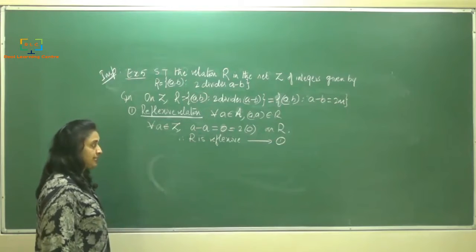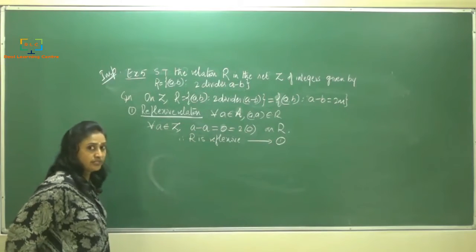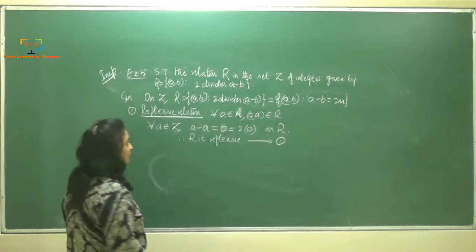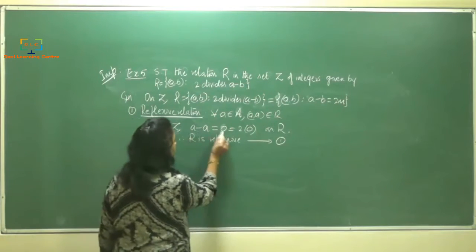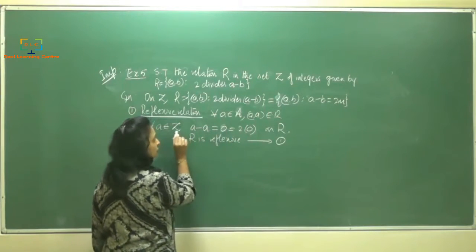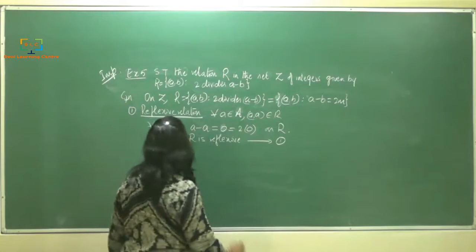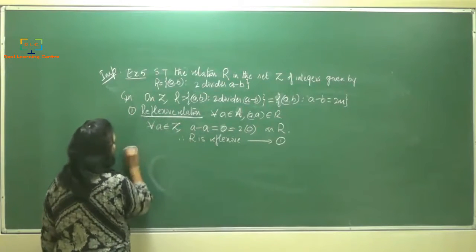Okay, not exactly real numbers. We are using the set of integers Z, but my R indicates the relation here. So on the set of integers, a minus a is equal to 0. 0 belongs to Z and that 0 can also be written as 2 into 0. It holds the relation.